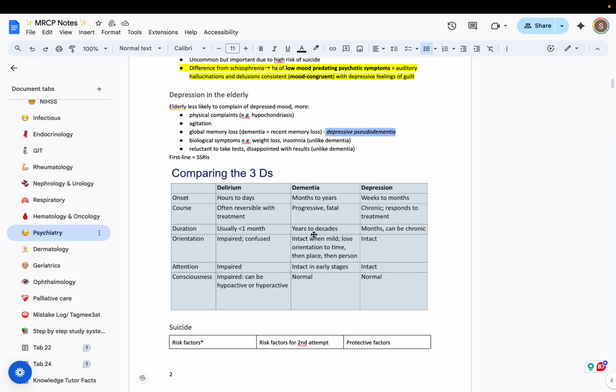Duration is months. Orientation: delirium would be impaired orientation. Dementia and depression would be intact. However, dementia would lose orientation to time, then place, then person. So it starts with time and then place, and the last thing would be person. Next is attention and consciousness. Attention would be impaired in delirium, and consciousness would also be impaired, but it would be intact in dementia and depression.